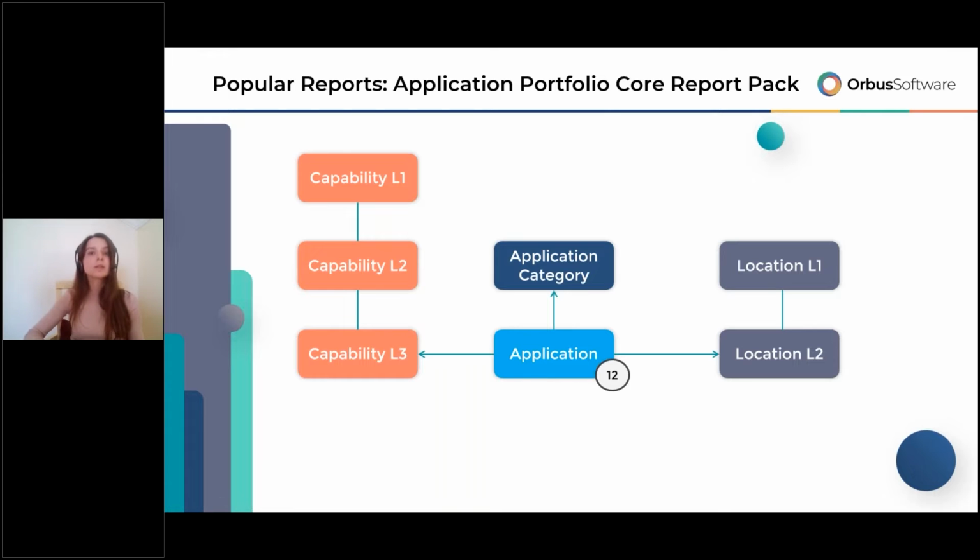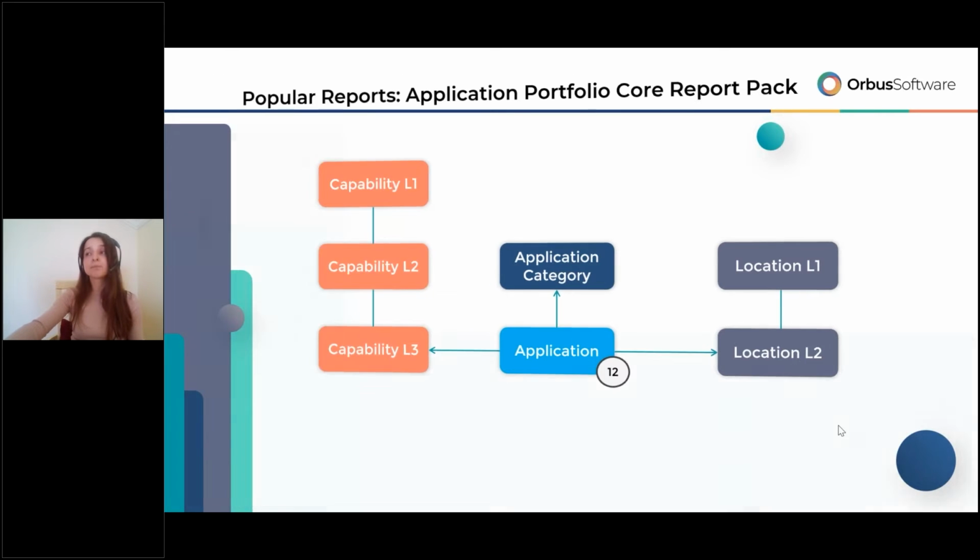So in the middle, we do have application, and then adding those additional meta model elements like application categories, capabilities, as well as location would allow you to drill down into even further insights. So that's why we often recommend to start with a report based on the data that you have at hand at the moment, and then use those generated insights to generate further, more advanced reports that we will also have a look at.